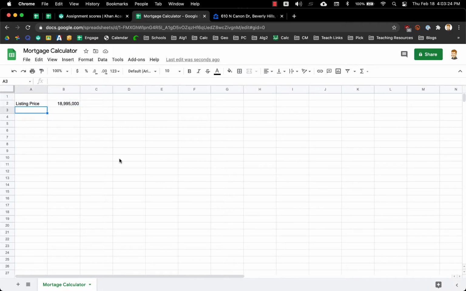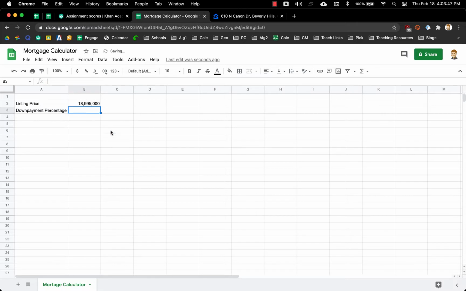Next, we need to figure out our down payment percentage. What percent of this basically $19 million do we have in our bank account ready to put down? So, down payment percentage. And this overflows into this cell, so I'm going to double click, see how my cursor turns into an arrow and turns blue up here. Double click and it will auto resize.